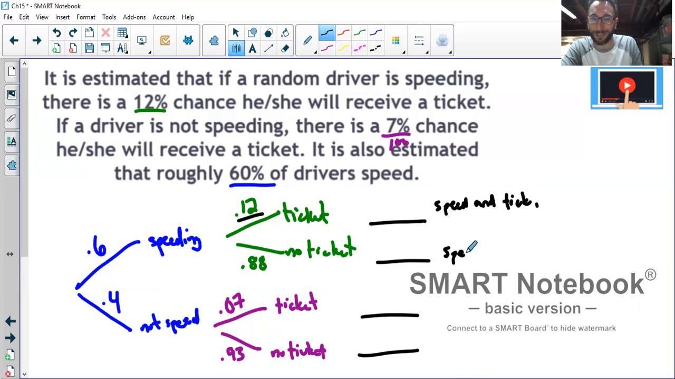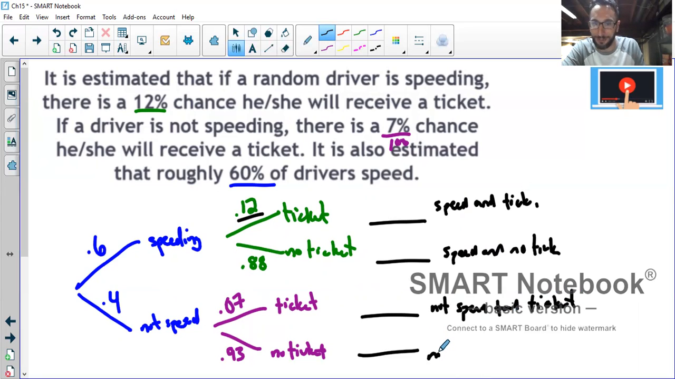Right, and this is the probability someone's speeding and then does not get a ticket. This is the probability someone's speeding and then gets a ticket. Wow, you can't even read that. But you can listen. And this is the probability someone is not speeding and does not get a ticket.